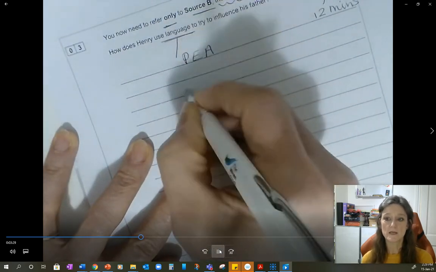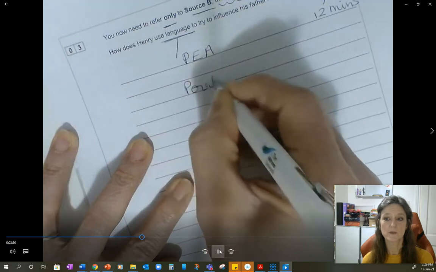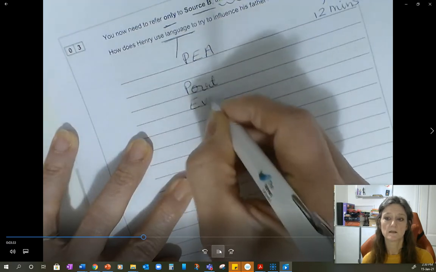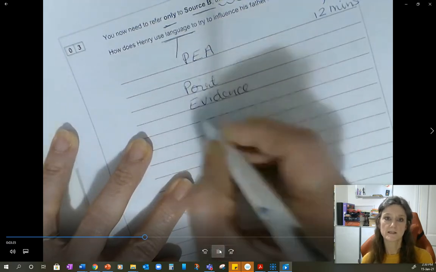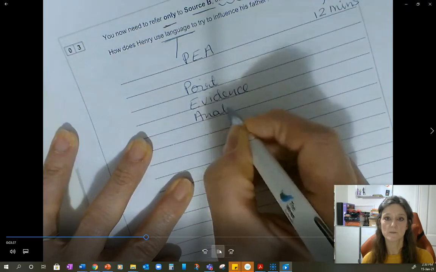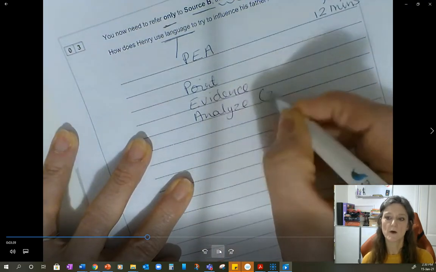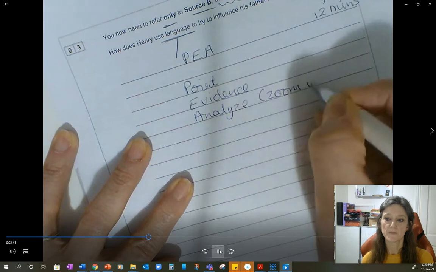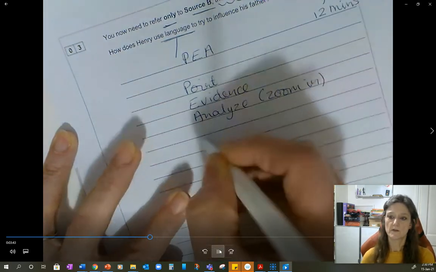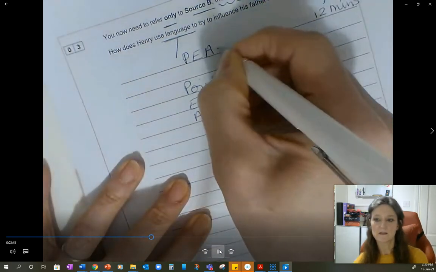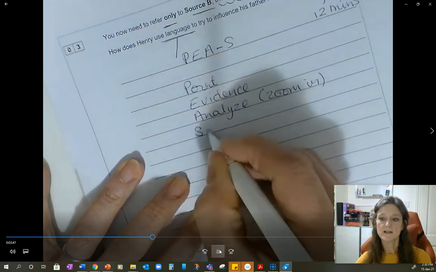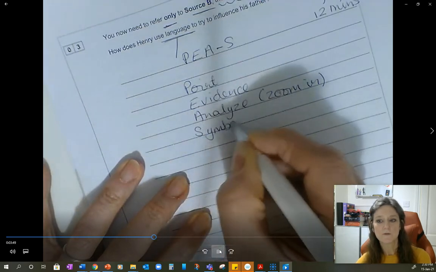I'm going to use the PEA technique for this one. Point, evidence, analyze. That's what I use. Some of you might use PEE. Analyze means zoom in on the language. If you use PEE, E is for explain. I'm going to add an S in there for my students who are aiming for higher marks.